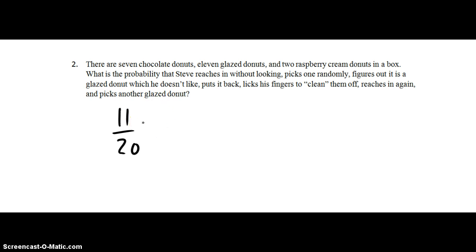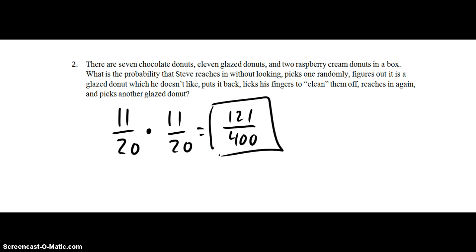It's a completely new situation with the same numbers. Again, he gets a glazed donut the second time. There's still 11 left in there because he put it back. So what's 11 over 20? First event, second event. What do we do? We multiply them. So we have 121 over 400. And that is, in fact, our answer.